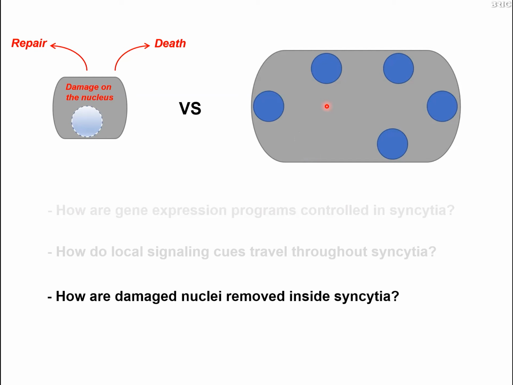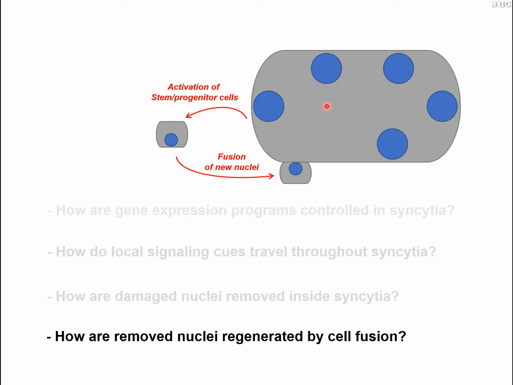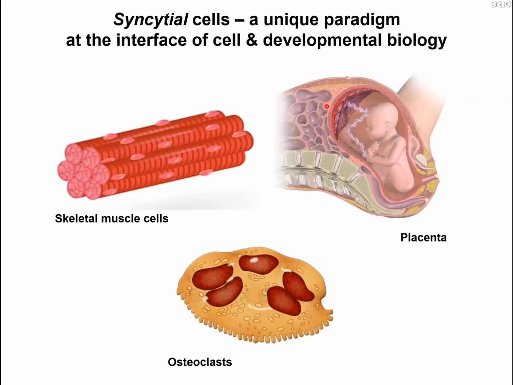in biology. And eventually, these missing nuclei must somehow activate locally present stem or progenitor cells, which then recruit these cells to the syncytium and make them donate and regenerate these missing nuclei. So I can go on with this type of list for another 5 minutes, but of course I will not do that today. But the real bottom line of all these examples is that syncytial cells really present a very unique and exciting paradigm at the interface of cell biology and developmental biology.